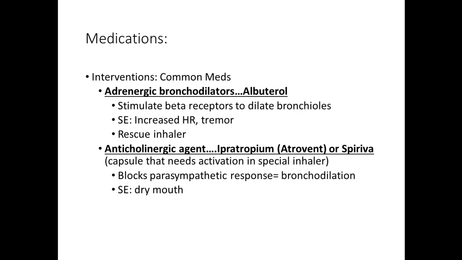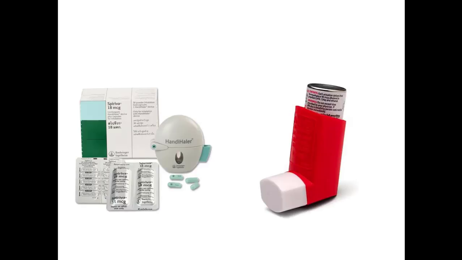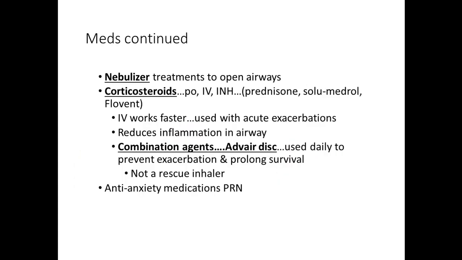So after they're open, we're going to give them like an anticholinergic agent, like Atrovent or Spiriva. In Spiriva, it's actually a capsule that goes into a special inhaler, and the inhaler pokes a hole in it when you press the button, and then they breathe in the powder, and it gets down in their lungs. It's kind of cool. That does like a long-acting bronchodilation, whereas the albuterol does a fast-acting. There's a Spiriva inhaler. Those are the pills. It's really kind of cool. And there's an albuterol inhaler.